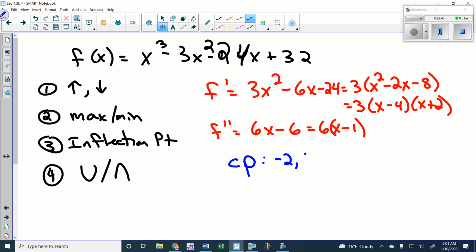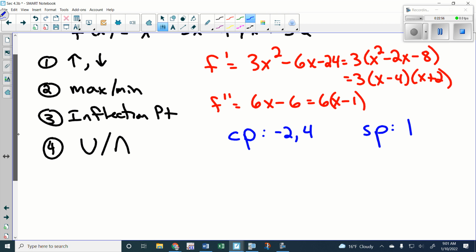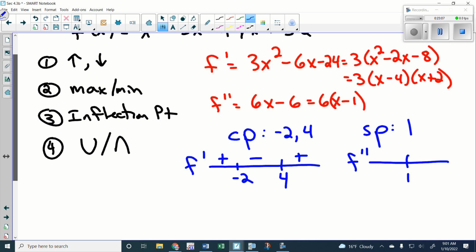Critical points are -2 and 4. So my special points are 1. I do my sign analysis of my first derivative. Do my sign analysis of my second derivative. Right there. So positive, negative, this is a max; negative, positive, this is a min.